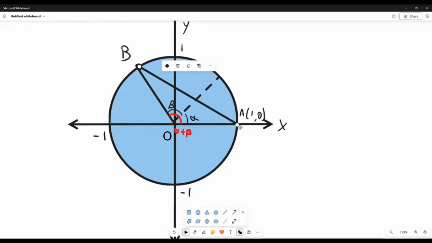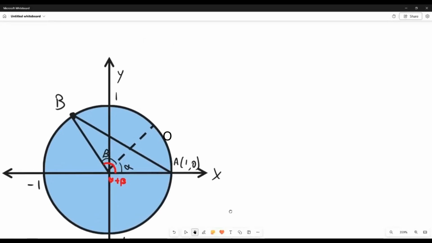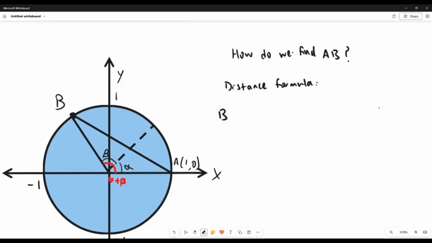How do we find the length of AB? We can use the distance formula using coordinate geometry. First, we must find the coordinates of point B. This is a unit circle, meaning that the x-coordinate will equal the cosine of the terminal angle, and the y-coordinate is the sine of the terminal angle. The terminal angle for this point is alpha plus beta.